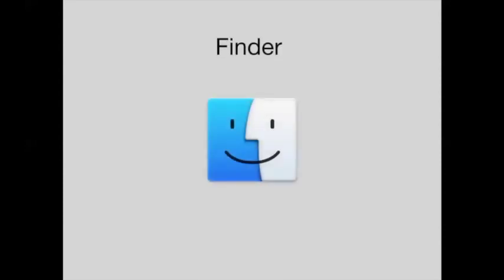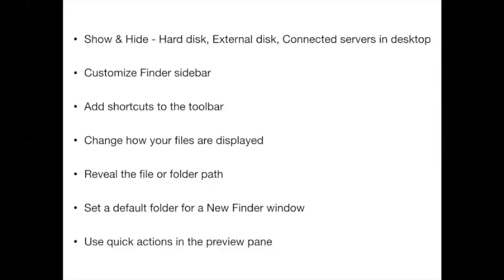So first we'll start with Finder. Finder is nothing but the default file manager available in macOS. These are the topics I'll be covering in Finder: how we can show or hide your external peripherals or internal hard disk on your desktop, how to customize your Finder sidebar, adding a shortcut like an application or folder to your toolbar, how you can change the way files are displayed, and how you can find the exact path of a file or a folder in Finder.